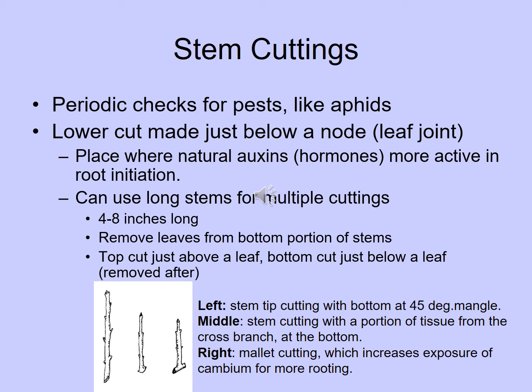And for the top cut, you cut just above a leaf, and the bottom cut is just below a leaf. Usually the top cut is completely horizontal, and the bottom cut is at a 45-degree angle. The bottom cut is at a 45-degree angle to give you more surface area for more roots to come out of. And the top is cut flat just so you can remember which way is the top of the cutting, and it helps to have the top and the bottom cut differently. Then you can remember the tops are flat and the bottoms are at an angle.